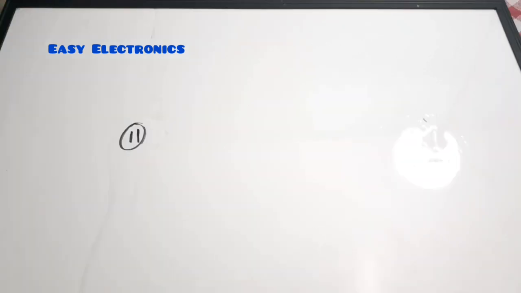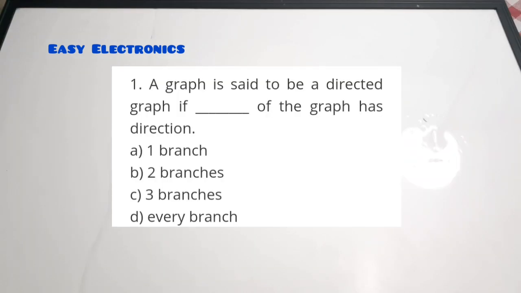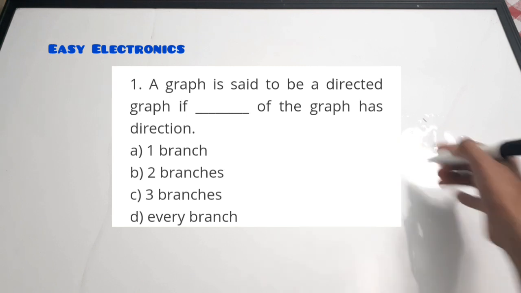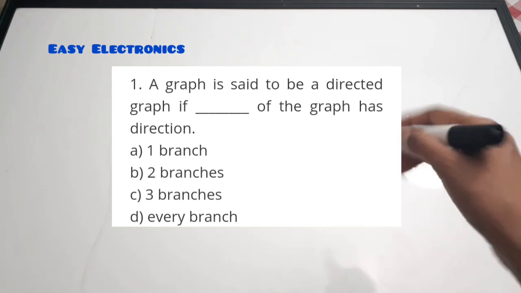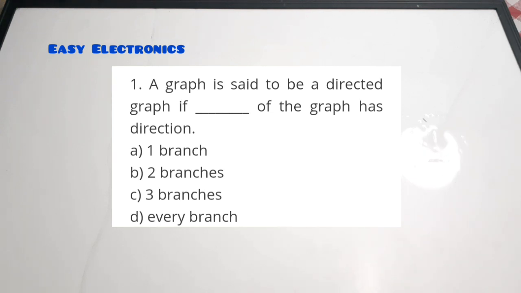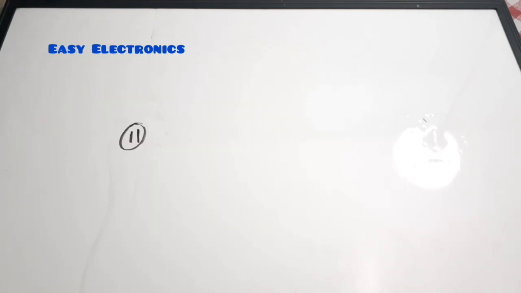The 11th question is, a graph is said to be a directed graph if dash of the graph has direction. The graph and tree structure is a very important topic in network analysis. A network can be represented in graph form with nodes and branches. Now, a graph is said to be a directed graph if dash of the graph has direction. A, one branch; B, two branch; C, three branch; D, every branch.